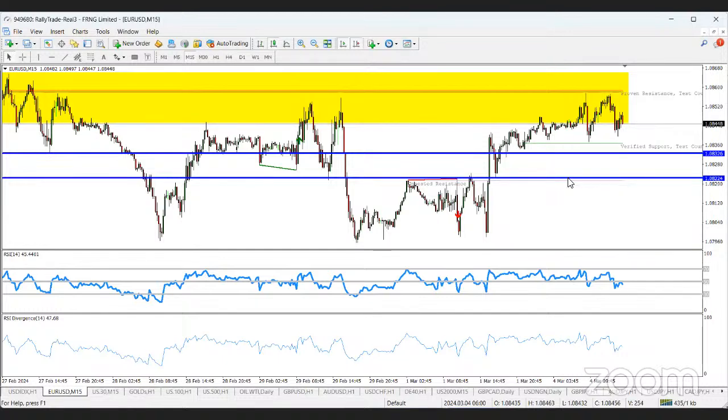I've also said that you can look out for a sell from 1.08320 to around 1.08220, which is around 10 pips.